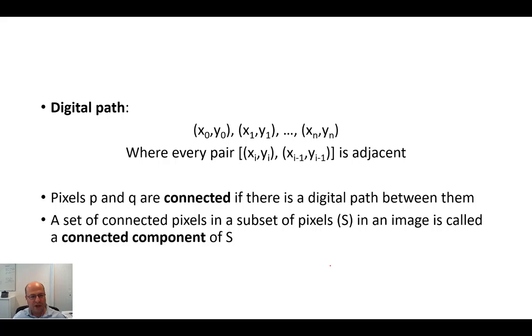And with that, we can define the concept of digital path, which is basically following connected pixels. The pixels are connected if they are adjacent. That's the definition of digital path. So you pick up every pixel that's adjacent to another in a continuous way. A set of connected pixels in a subset of pixels S in an image is called a connected component of S.